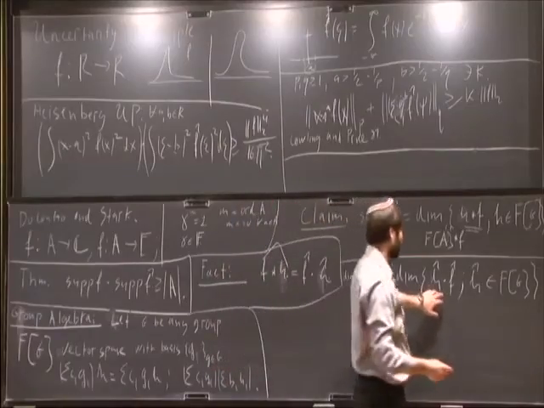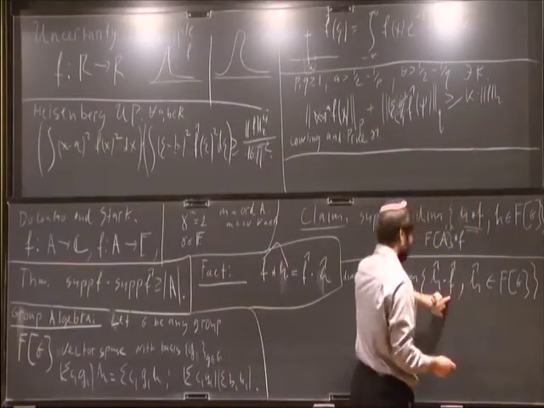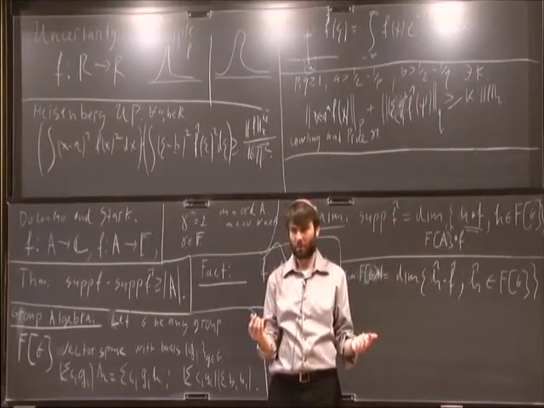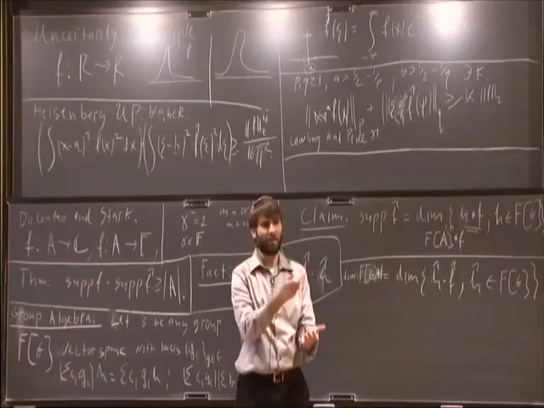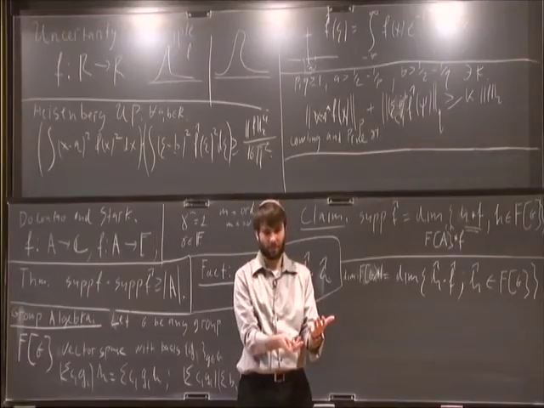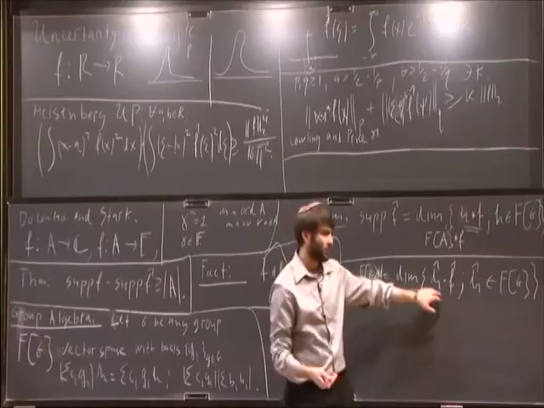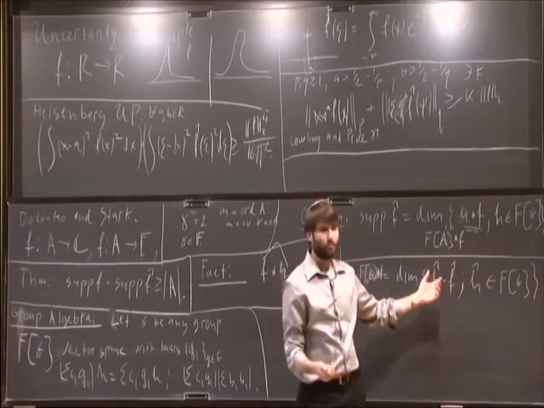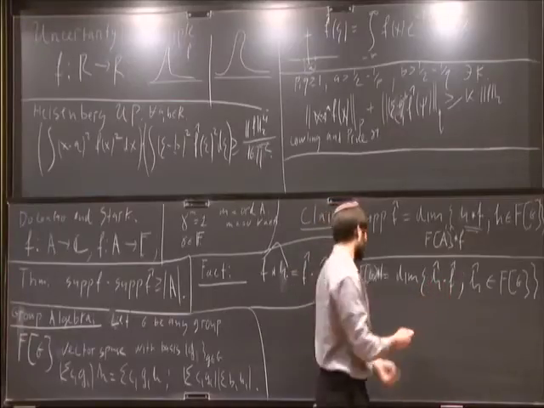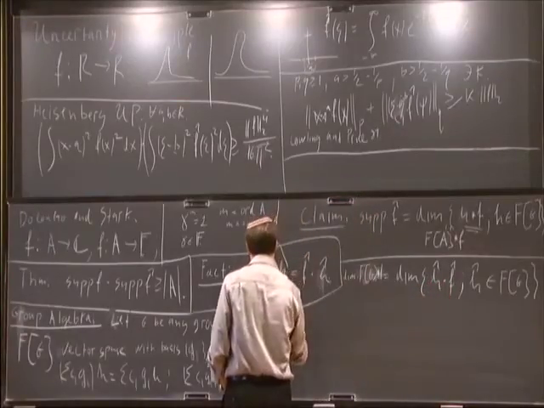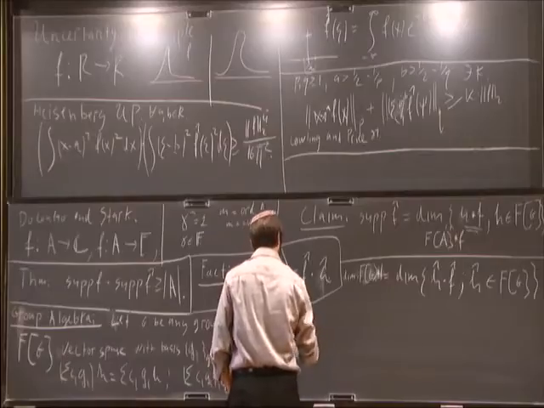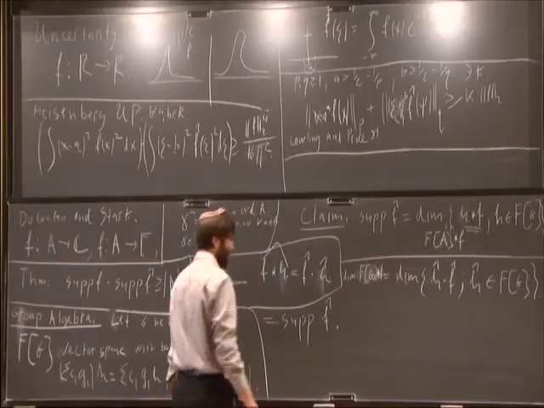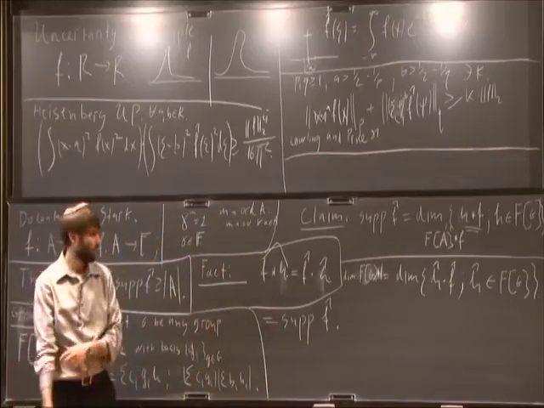Okay, and what is this here? We have some function with some support, and now we are allowed to multiply it by any other function. So the dimension of this vector space will be exactly the support of f, the support of f hat. So this will be exactly equal to the support of f hat. Okay.